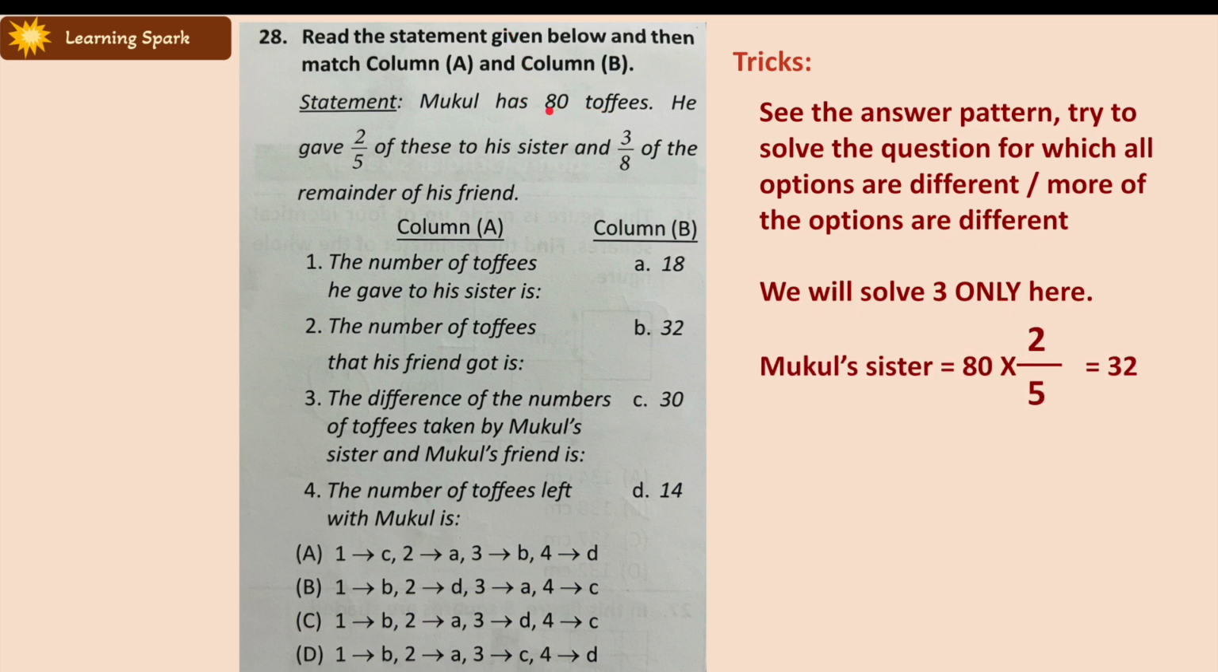So Mukul has 80 toffees. He gave 2/5 of this to his sister. So his sister will have 80 into 2 by 5, right? 2 by 5 means what?